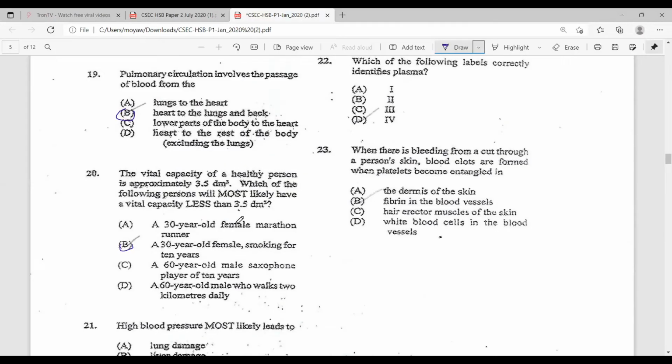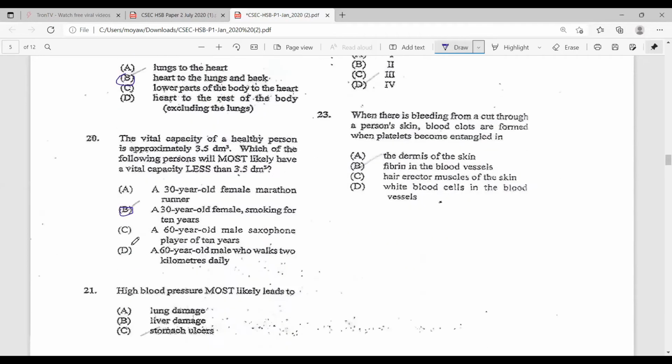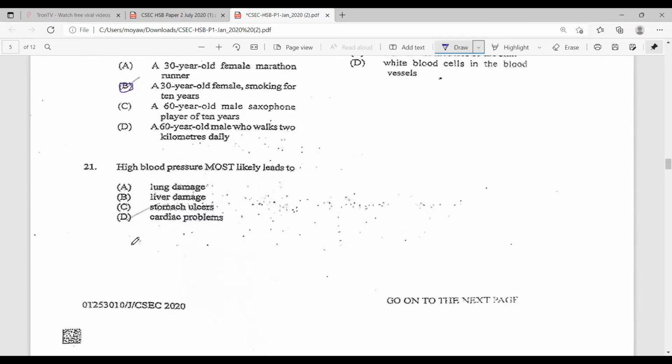If you realize, A, the marathon runner, this person may have an increased vital capacity. The 60-year-old playing a saxophone, increased vital capacity because they have to develop strong breathing to play that instrument. And then D, a man who walks 2 kilometers daily. This man is exercising. So the only person who is not exercising, who is not expanding their vital capacity, is definitely B.